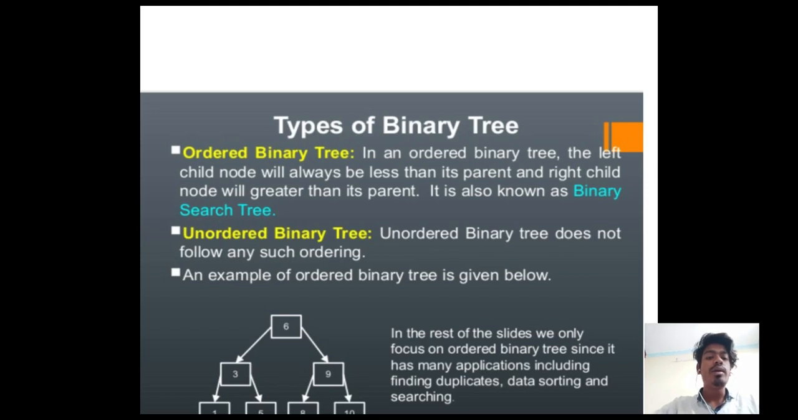Unordered binary tree. What is an unordered binary tree? It does not follow any such ordering. An example of an ordered binary tree is given below: 6, 3, 1, 5, 9, 10. In the rest of the slides, we only focus on ordered binary tree since it has many applications including finding duplicates, data sorting and searching.